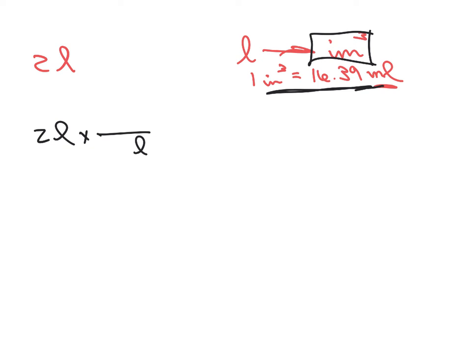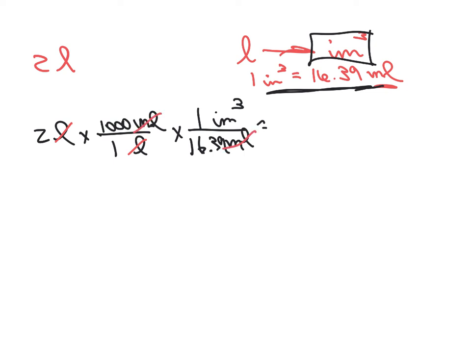Let's go ahead and do what we can here. Liters, we're going to go to milliliters because that's what we have right here. And then once we get to milliliters, we can move it over to inches. So liters cancel. We make our handy dandy fraction line. And this is where we change from 16.39 milliliters to 1 cubic inch. So what can we cross out? Milliliters, milliliters. So all we're left with is cubic inches. That's how I want to end, so I know I'm done.